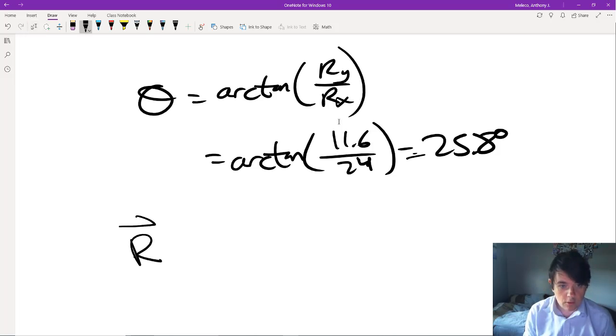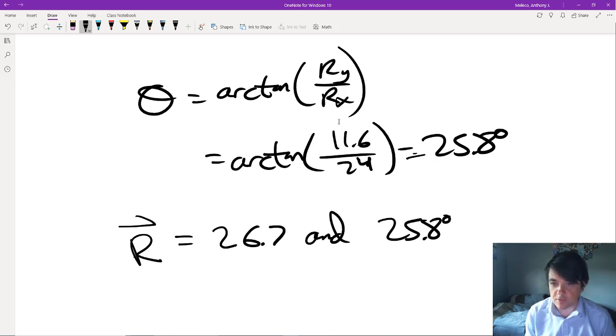R equals 26.7 and 25.8 degrees relative to positive x-axis.